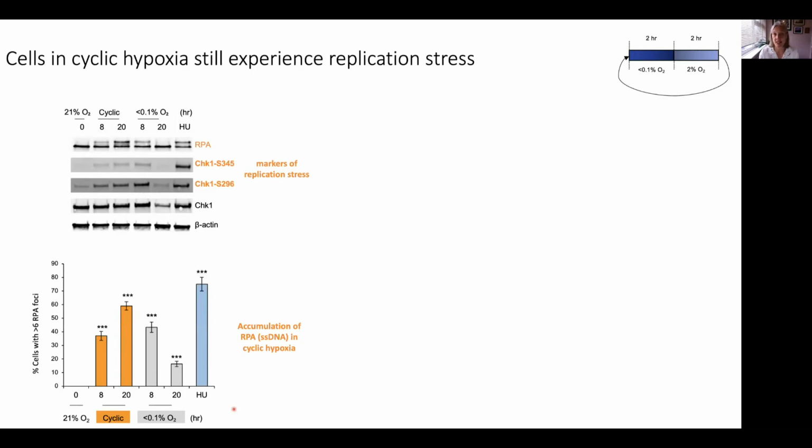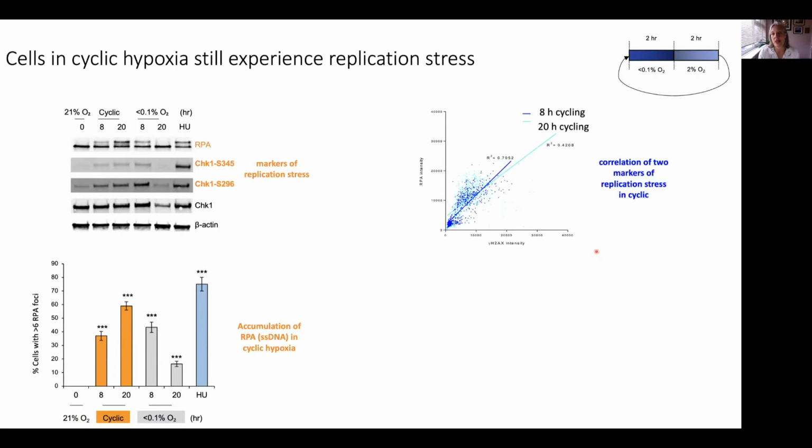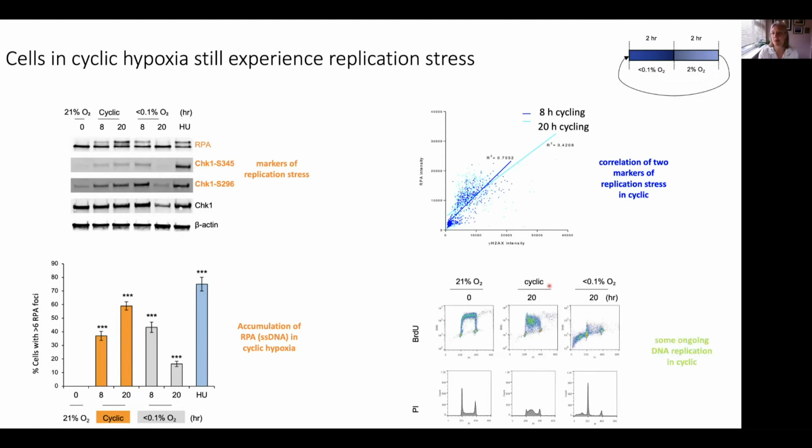We saw that single-stranded DNA still accumulated in hypoxic conditions. We could see a correlation of two markers of replication stress, so this is RPA foci and that pan-nuclear gamma H2AX intensity. And also, and this is perhaps the most encouraging thing, we saw that as we hoped, we had increased DNA synthesis in these cells. So here, these are the cyclic cells, and here are the cells in hypoxia. And you can see we've got much more BrdU incorporation in the cyclic conditions compared to the hypoxics.